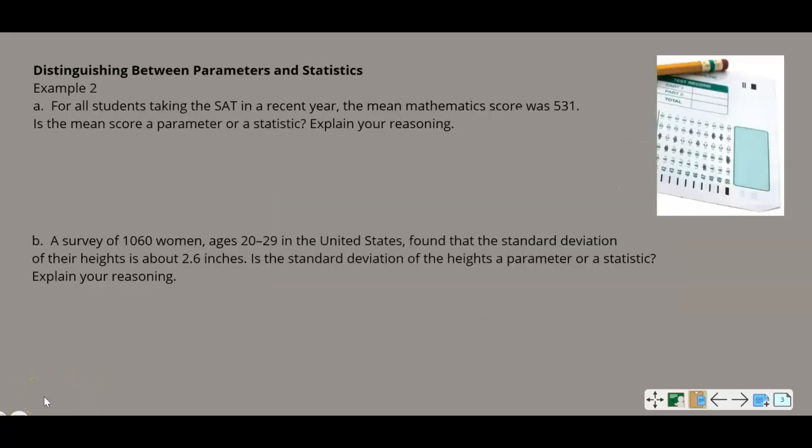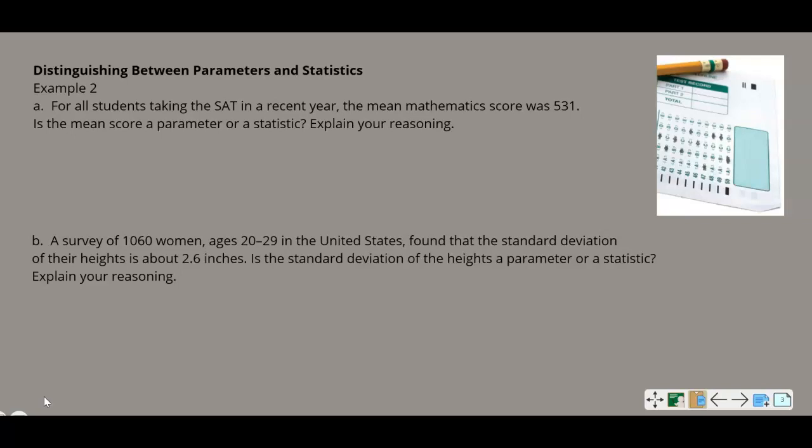Example 2, distinguishing between parameters and statistics. A part, for all students taking the SAT in a recent year, the mean mathematics score was 531. Is the mean score a parameter or a statistic? Explain your reasoning. All right, so let's think about our definitions again. That's always going to be helpful.